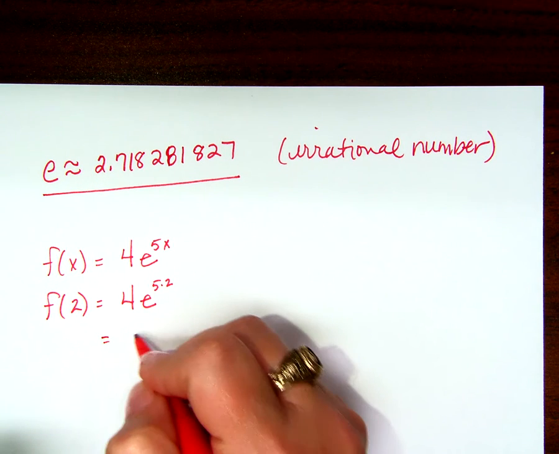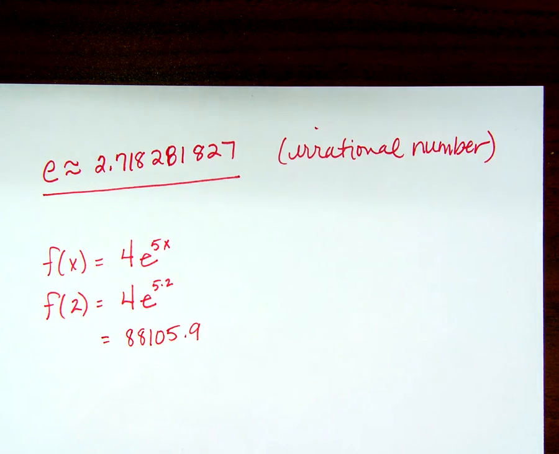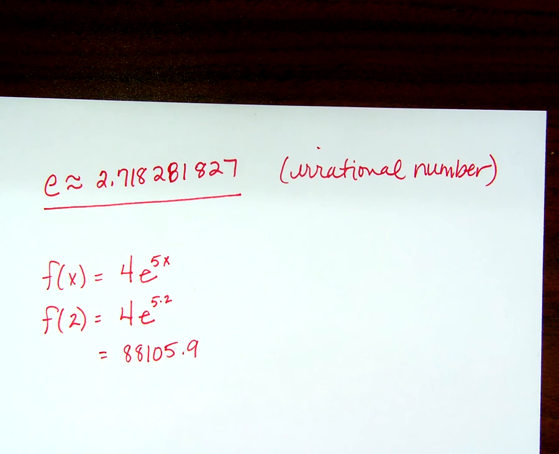A lot of people don't like it because we've just always talked about letters being variables, and this e is not a variable. It is a set number. Okay? It's approximately this, but we can't write it as a fraction, and it continues on. That's what it means by irrational, but you guys know that. So as long as you can evaluate stuff with e, we're good for that.